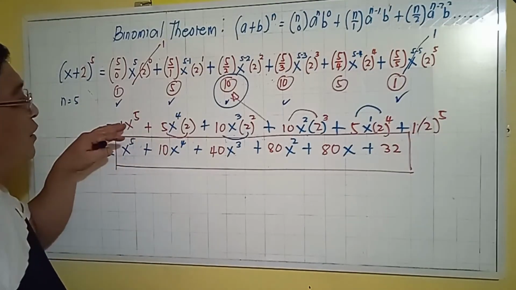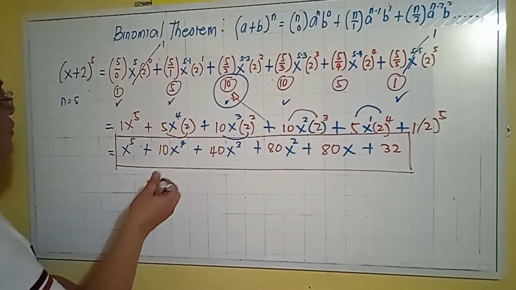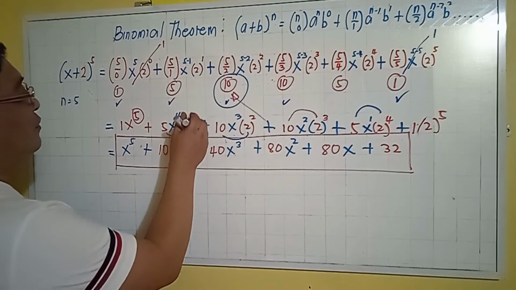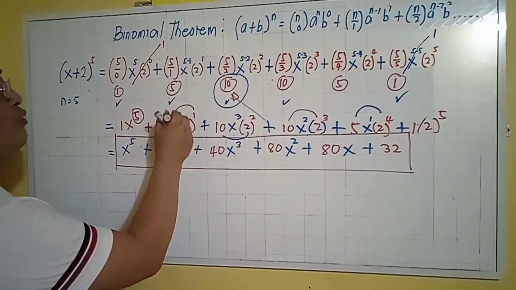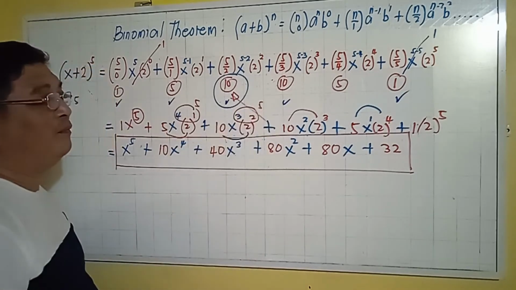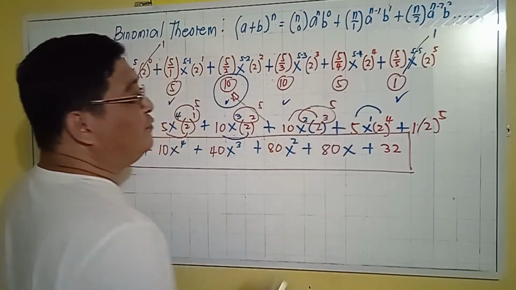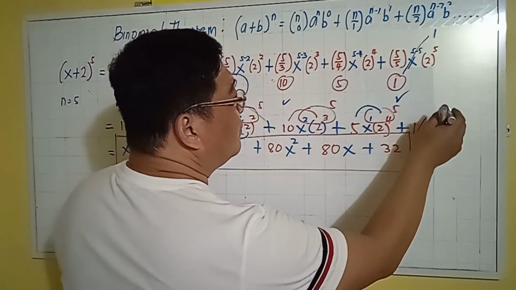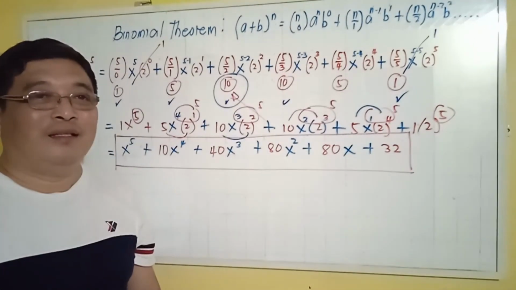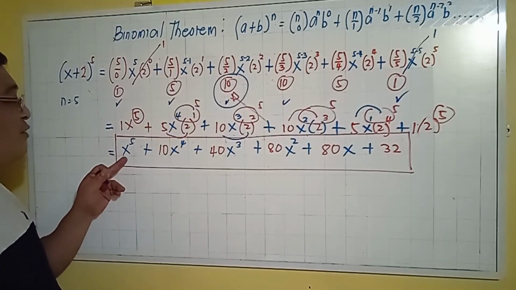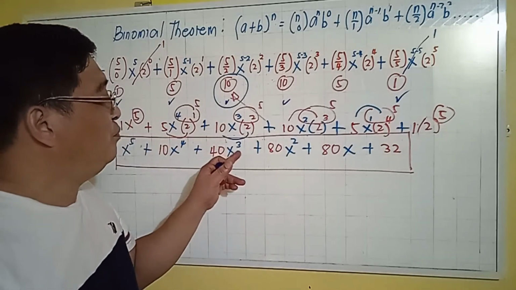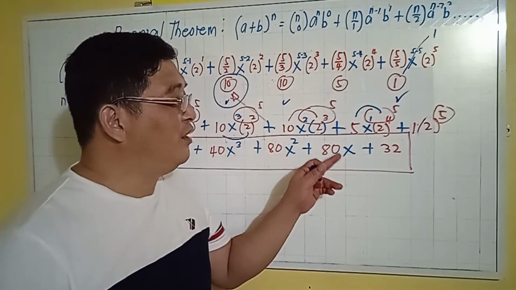Now check the exponent of these terms. This one is raised to 5. This one is raised to 4 and raised to 1, that is equal to 5. This one is raised to 3 and 2, that is equal to 5. 5, 5, and 5. So, kailangan yung total exponent is equal to n. And so, the final answer is x raised to 5 plus 10x raised to 4 plus 40x cubed plus 80x squared plus 80x plus 32.